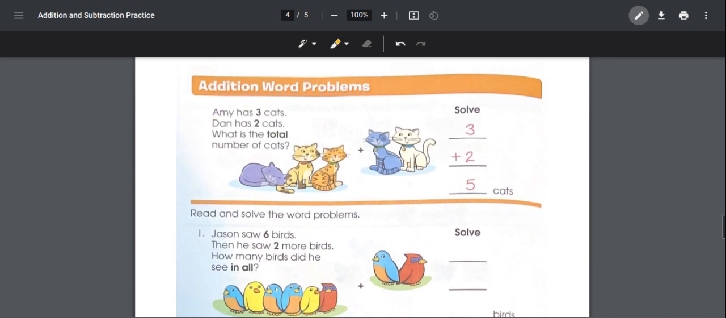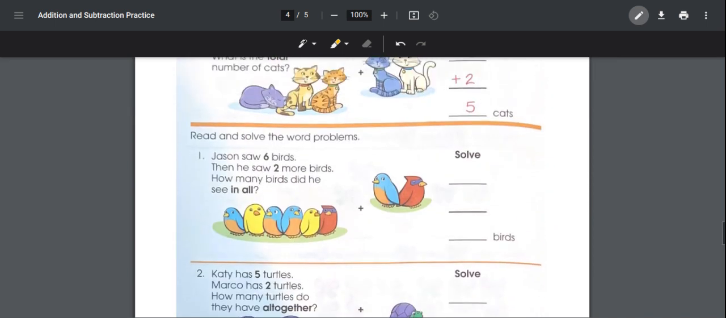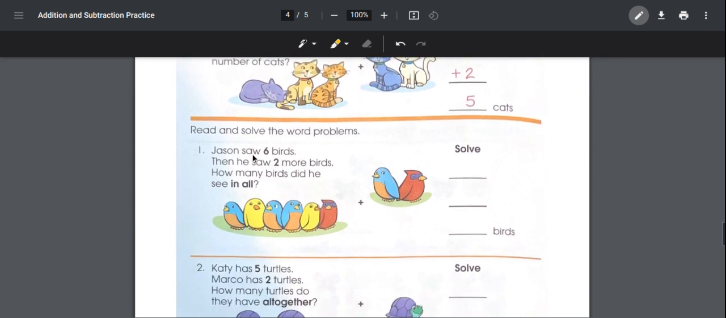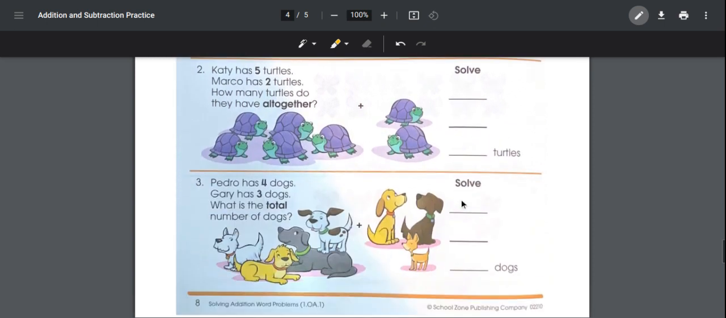So addition word problems. So we just gotta add according to the word problem. So number 1, Jason saw 6 birds. So we have to write 6 in the beginning. And then he saw 2 more birds. So we add 2. And it says how many birds did he see in all. So now we gotta add these 2. So 6 plus 2 is equal to 8. And we can put the addition sign right here.